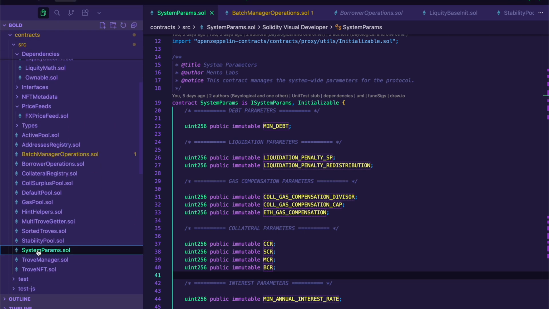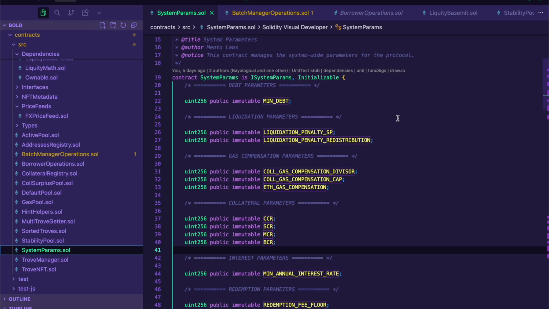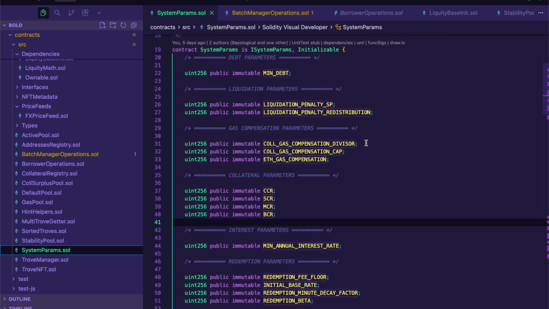I think I can start with the system params contract. This contract doesn't exist on Liquity v2. This is where we keep all the configuration variables of Liquity v2. In their case, I think they keep it under the constants contract, and I think they also have some configuration in the address registry contract. But in our case, we moved them all into this new contract called system params.